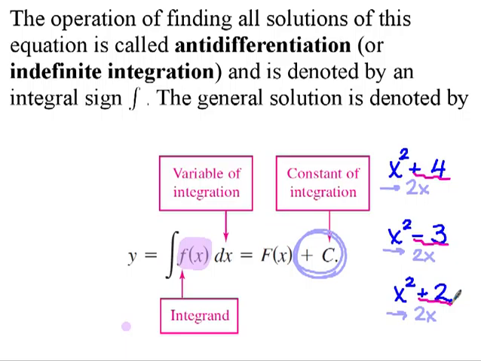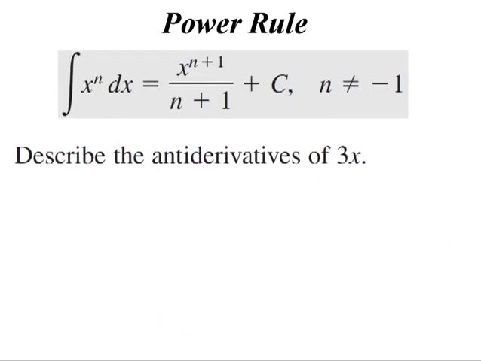Now we're going to talk about the power rule. The power rule is essentially what I think this one was doing when he was finding the antiderivatives. Basically, if you want to find the antiderivative of, or integrate, x to any power n, you take x to the n plus 1 and divide it by that n plus 1, and then you add C.